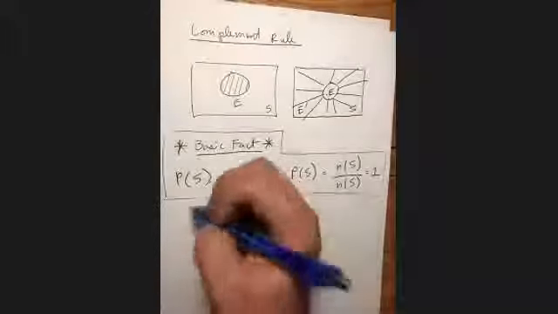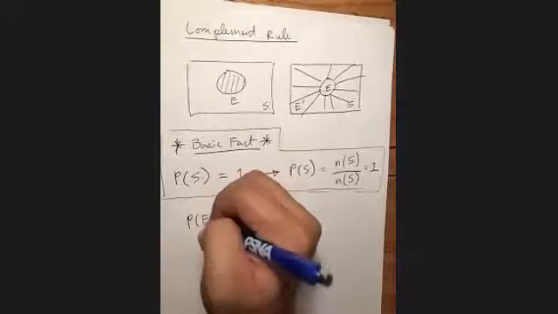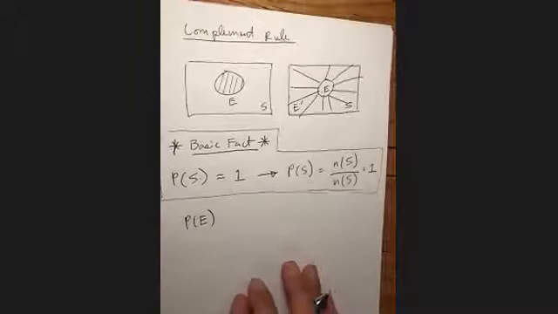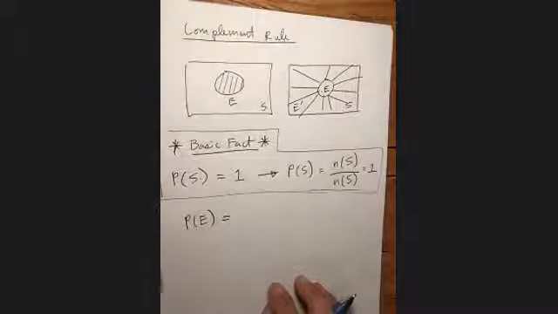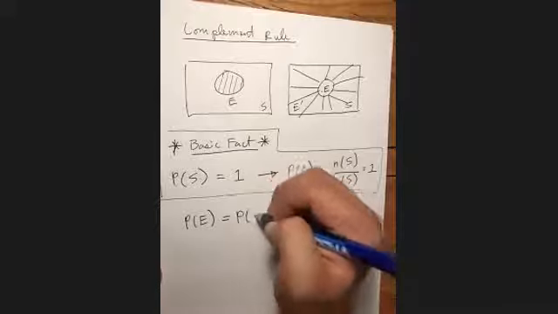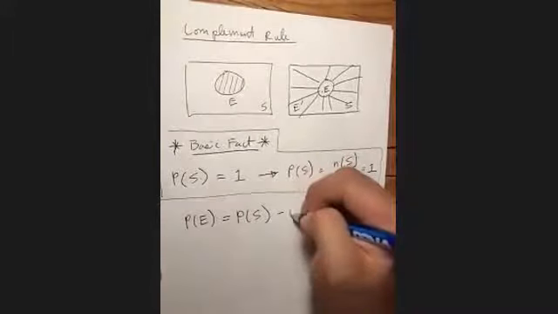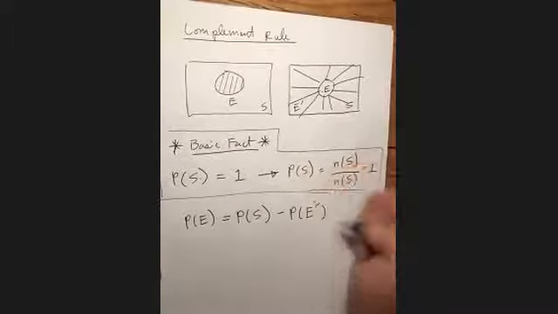So what's going on here? What is the complement rule and how does this play into it? So here's how this works. If I want to know what the probability of E is, but suppose that I have a hard time calculating that directly, then there's another way of calculating it. In particular, I take the probability of S and I subtract away the probability of E complement.